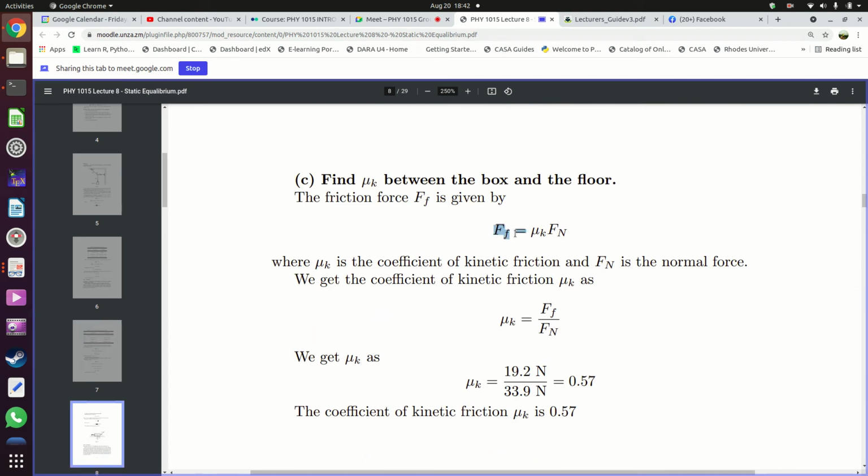The friction force is going to be kinetic friction, since this particular object is moving. The kinetic friction is equal to the coefficient of kinetic friction multiplied by the normal force. Then you divide both sides by the normal force, and the coefficient of kinetic friction will be equal to the kinetic friction divided by the normal force. The friction you found was 19.2 newtons and the normal force you found was 33.9 newtons. You divide 19.2 newtons by 33.9 newtons, and you end up with 0.57 as your coefficient of friction.